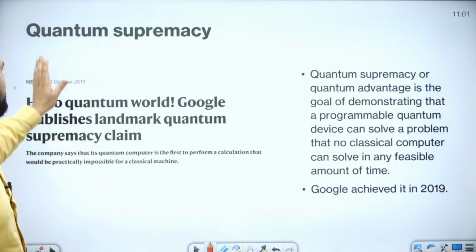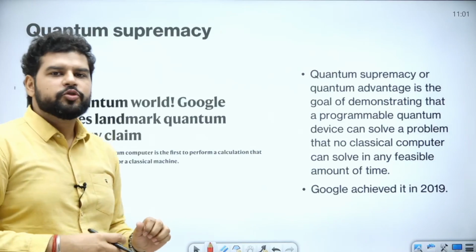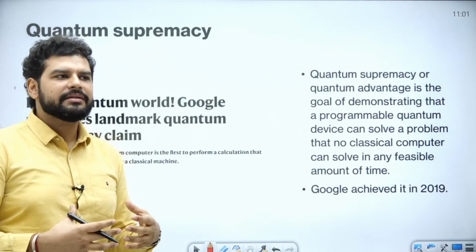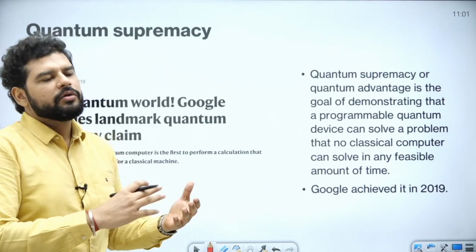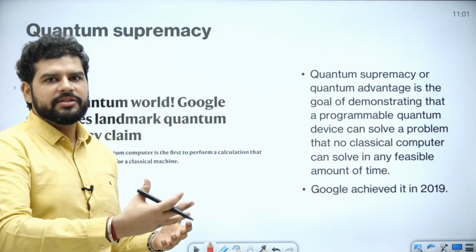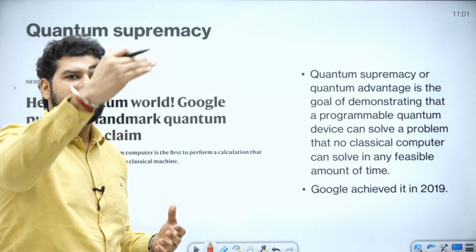Right? Now let's come to the next term called quantum supremacy. Now supremacy means, let's say humans are superior to animals. So we have supremacy over them. So supremacy means you are higher.